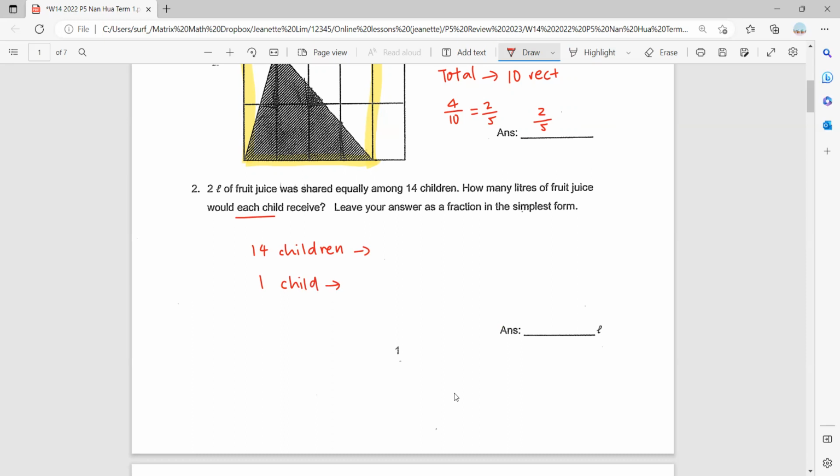So 14 children, 2 liters. What about one child? When we do this, do we divide by 14 or divide by 2? Over here, I'll divide by 14 to get one child. So 2 liters divided by 14. We simplify this, and this is 1/7 liter.